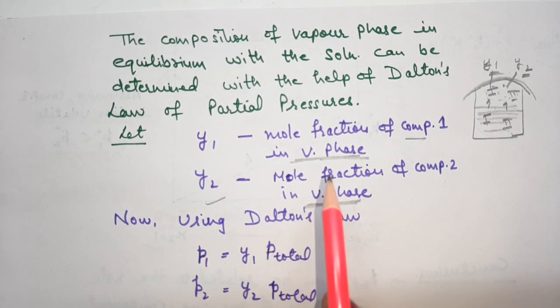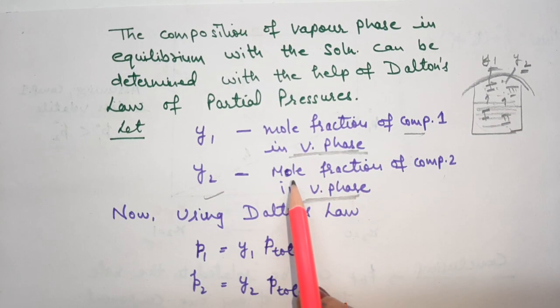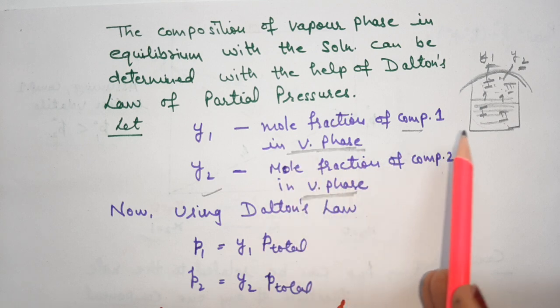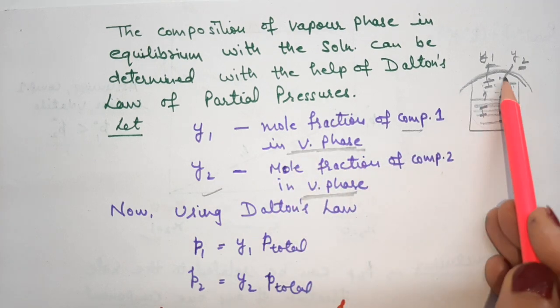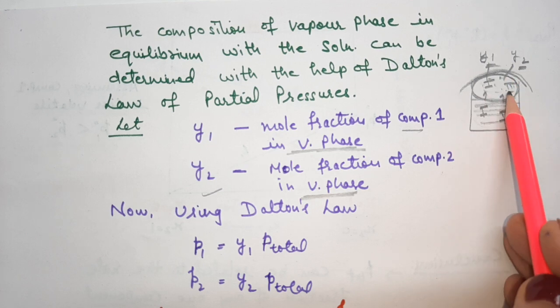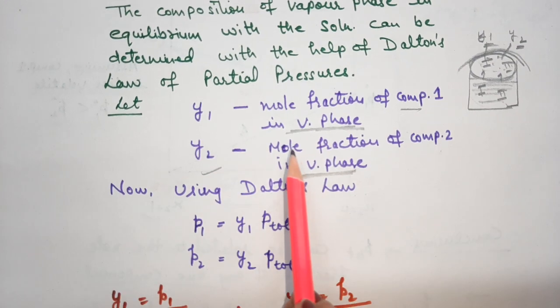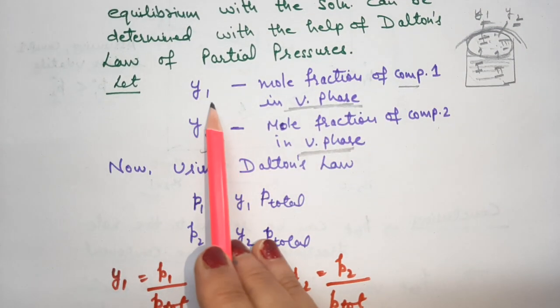Previously we discussed x1 and x2. We used to write those compositions, which were in the solution form. Now we are talking about the vapor phase. So what is the composition of component 1 and 2 in the vapor phase? That is written by y1 and y2.